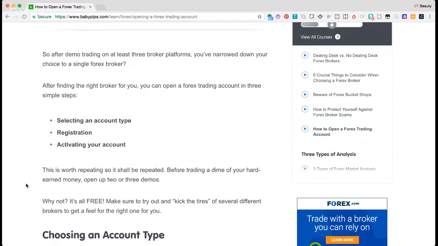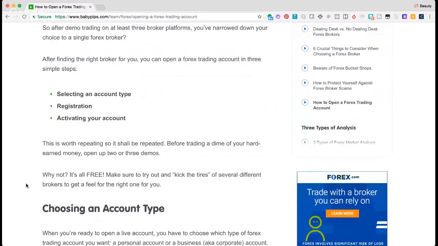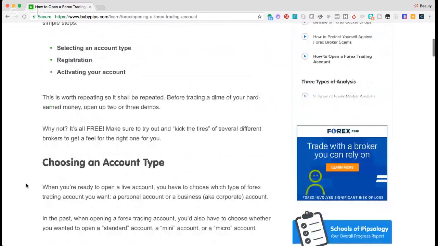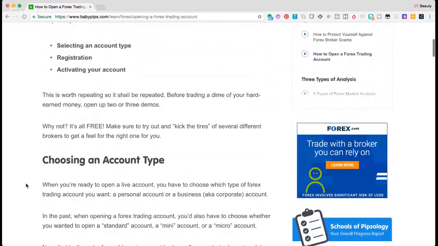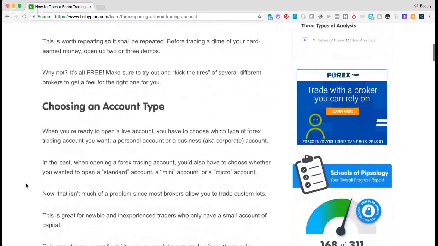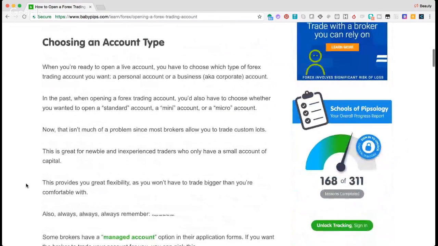Before trading a dime of your hard-earned money, open up 2 or 3 demos. Why not? It's all free. Make sure to try out and kick the tires of several different brokers to get a feel for the right one for you. Choosing an account type.